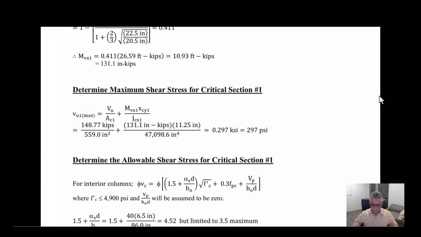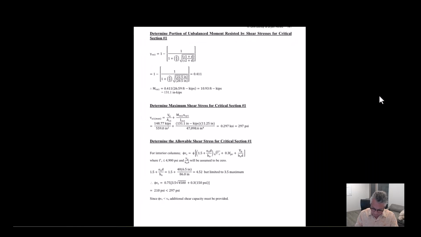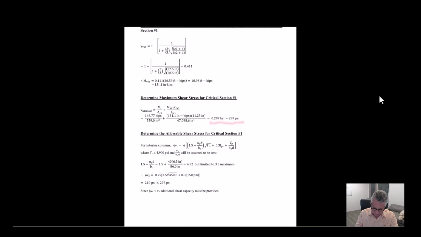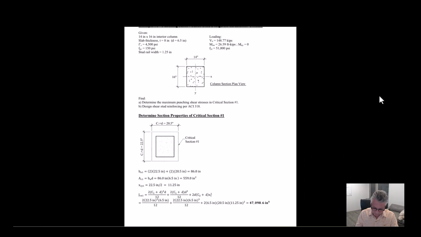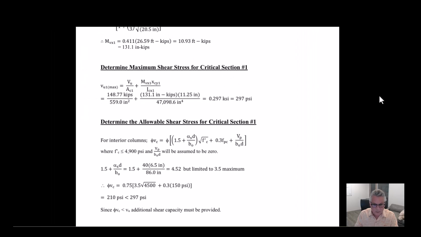So the maximum shear stress for the critical section 1 is the VU over the area plus the unbalanced moment proportion to the shear only multiplied by C divided by J, 297 psi. Sorry, had to look at something.